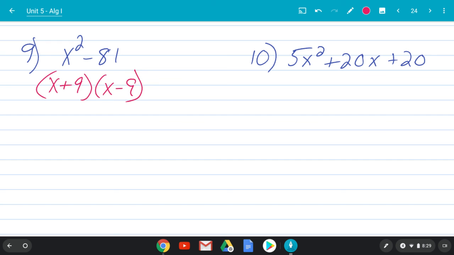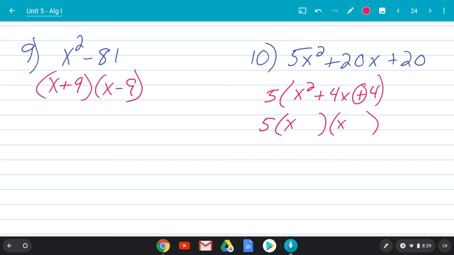Number 10. Is there a GCF? Yes, I can pull a 5 out of all that. So 5 times x squared plus 4x plus 4. Now, if I just look inside, is there a GCF? No. Is there a leading coefficient? No. That 5's got to stay out here, but I'm going to split in signs. Put an x in each. Signs are the same, both positive. Factors of 4. 1 and 4, 2 and 2, which come together to get me a 4, 2 and 2.